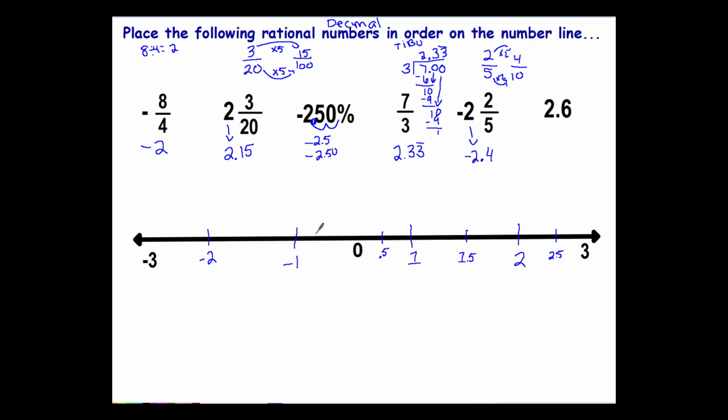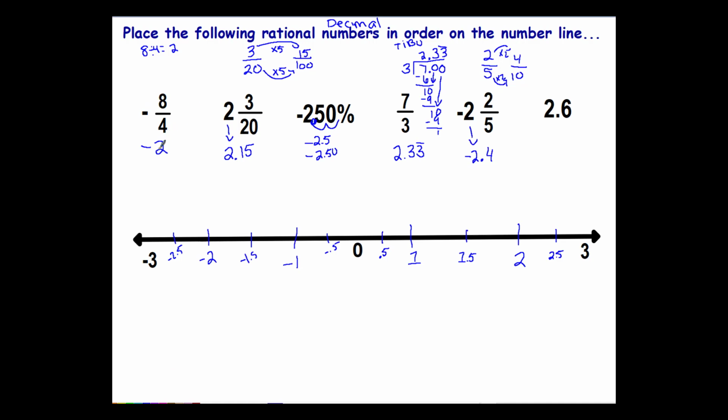Same thing with my negative side. The midpoint between 0 and -1 would be -1/2 or -0.5. Between -1 and -2, my midpoint is -1.5. And between -2 and -3, my midpoint is -2.5. Now I can gauge where each number will go.